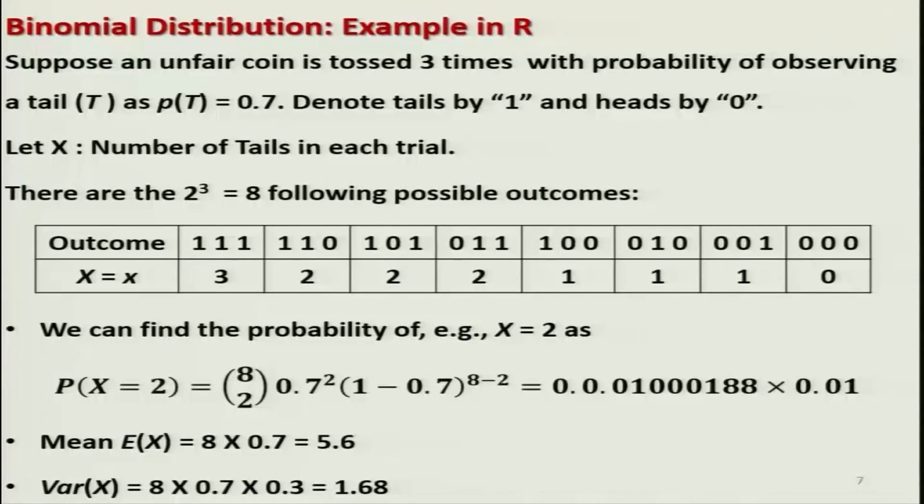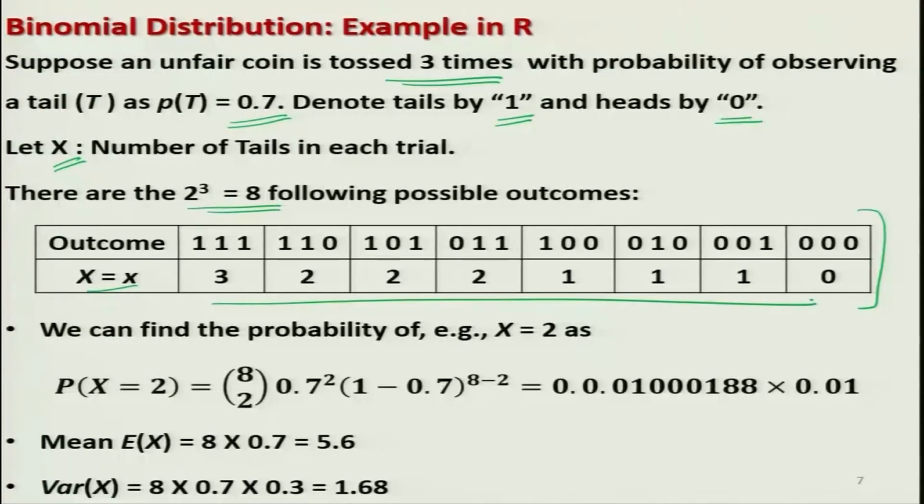Now let me take the example that I considered in the last lecture, in which a coin was tossed 3 times, and the probability of observing a tail was 0.7, not 0.5. The occurrence of tail is indicated by 1 and the occurrence of head by 0. And x is the random variable indicating the number of tails in each trial. There are a total of 2 cube, 8 possible outcomes, which are listed here, and the values of x are also given. This experiment can be imitated using the concept of binomial distribution.